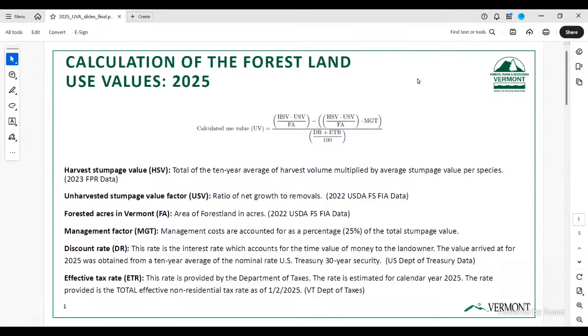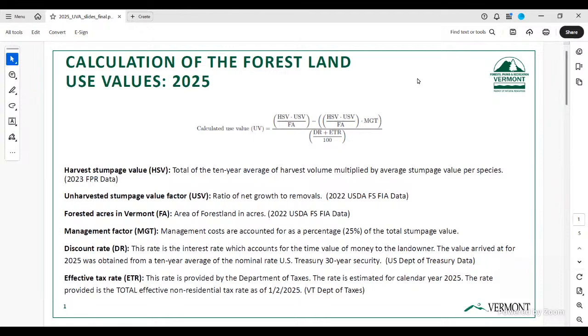So fortunately, we had some practice with this yesterday. The current use advisory board met to settle on this year's use value calculation. So this is 25 hours old. So I'll pass it to Catherine.